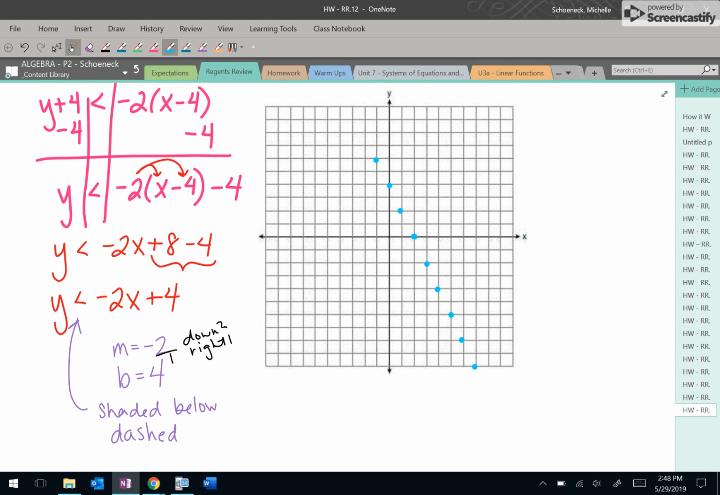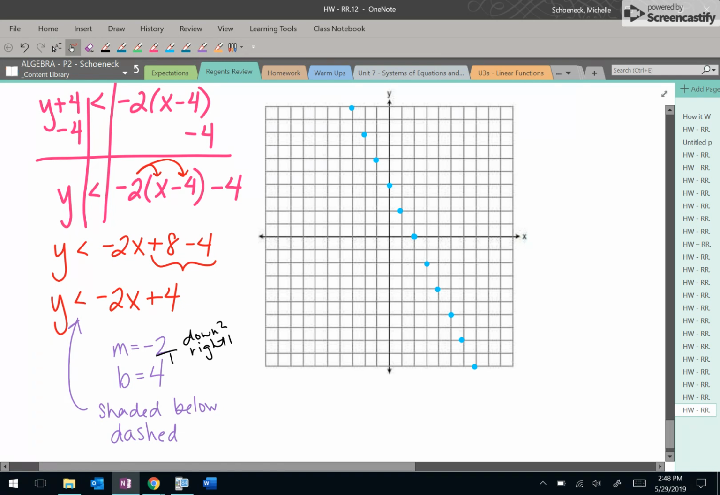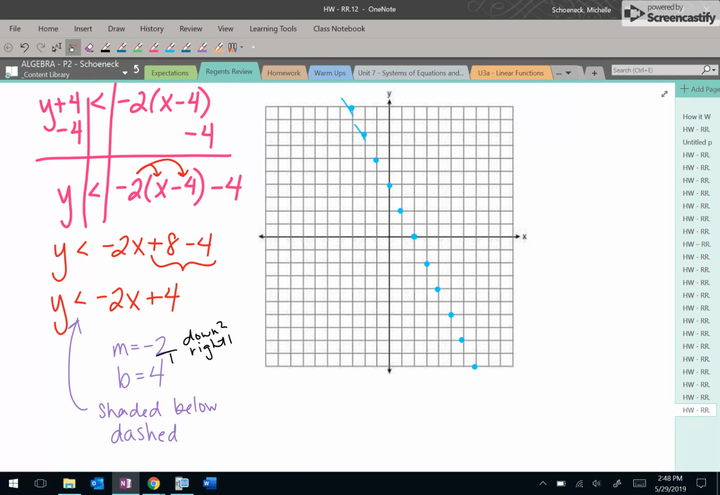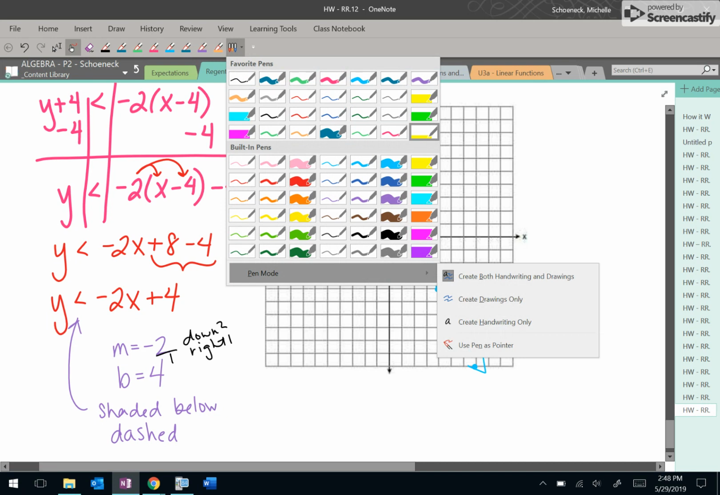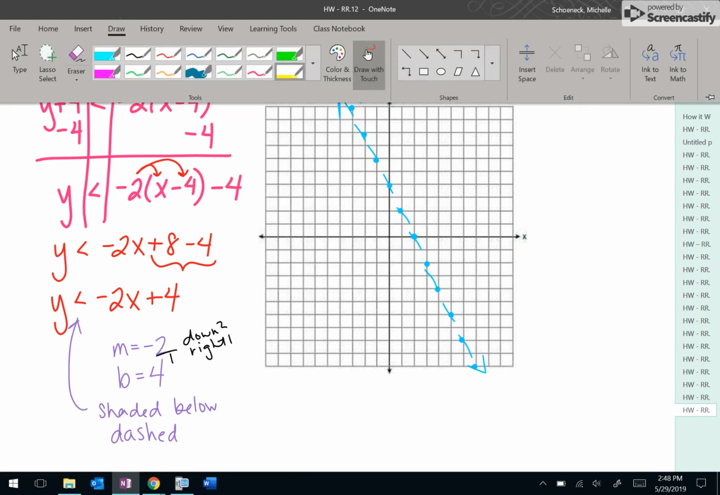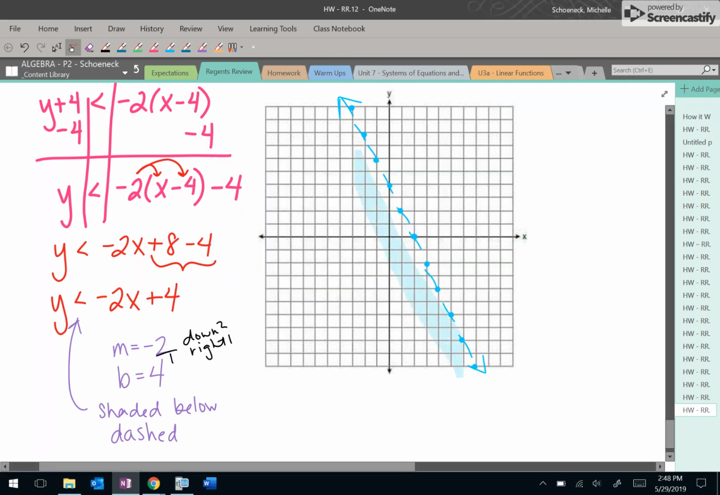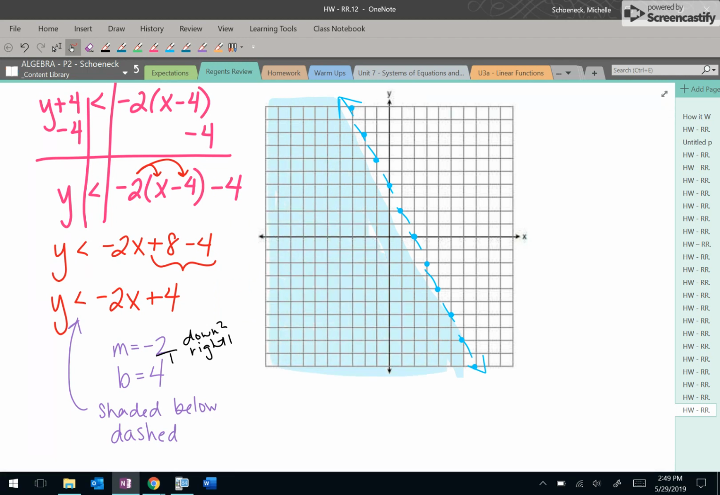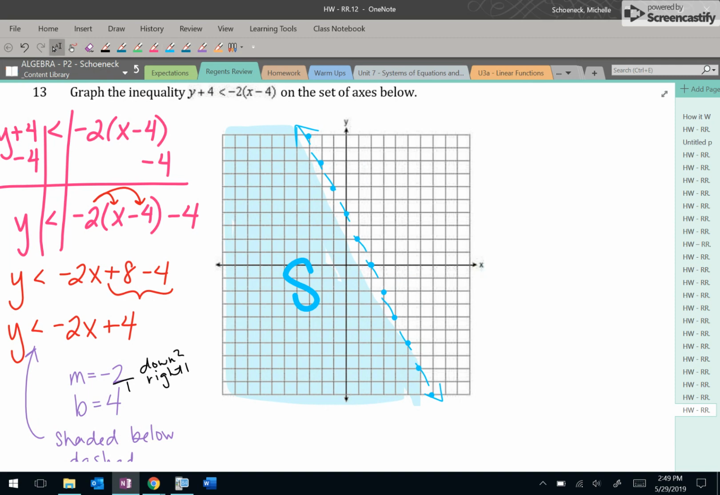Okay, so on this side we would be going up 2, left 1. All right, and remember we are doing a dashed line to connect all these points. Put arrows on the end, and we want to shade below. All right, so let's see here. I want to get a good shader. And we are shading everything that is below the line, or like on the underside of a hill. And there's our solution set if we want to put an S there. And that's part 2.